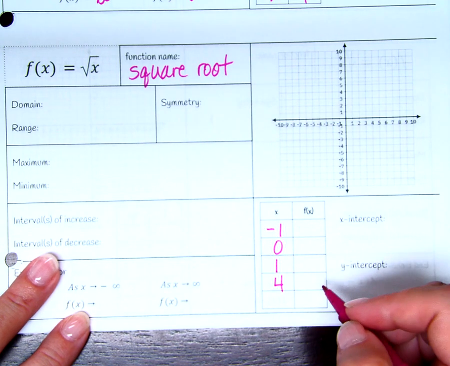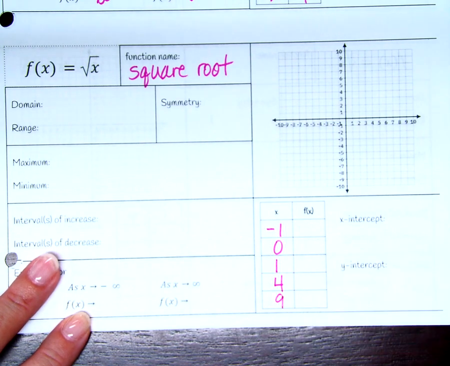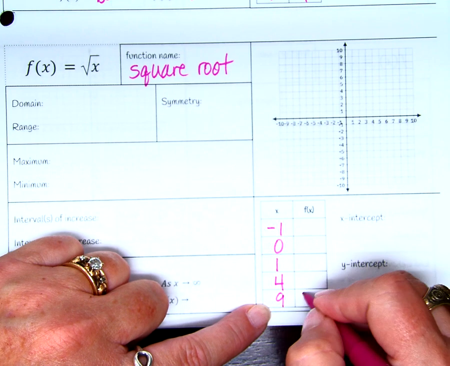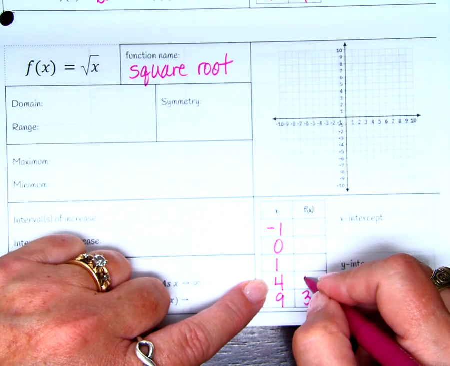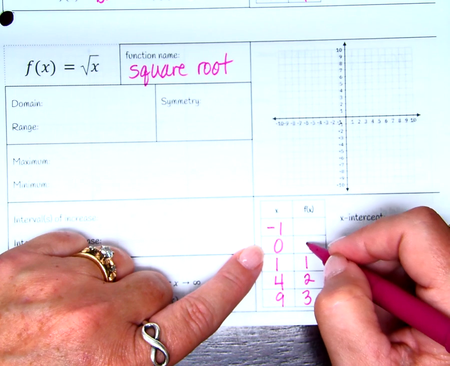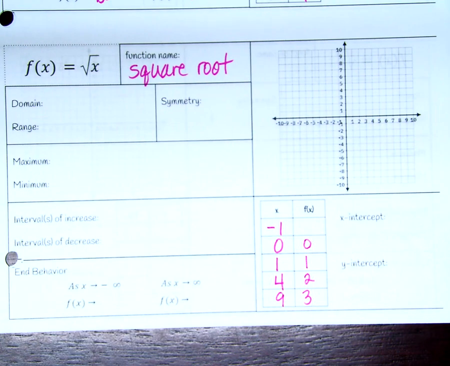Okay, so what is the square root of 9? 3. What's the square root of 4? Square root of 1? 1. Square root of 0? 0. Square root of -1. What times itself equals -1?